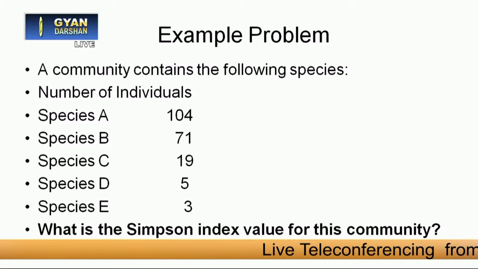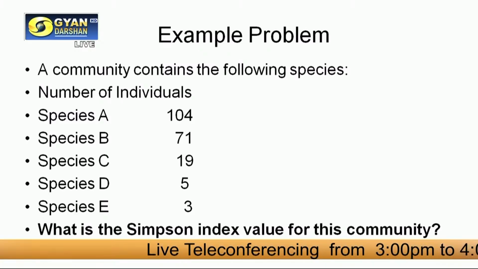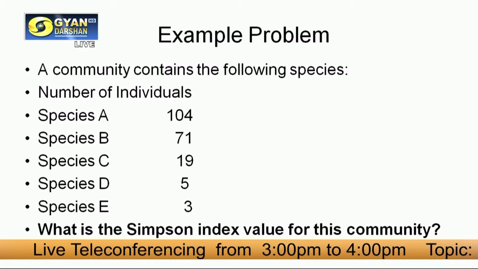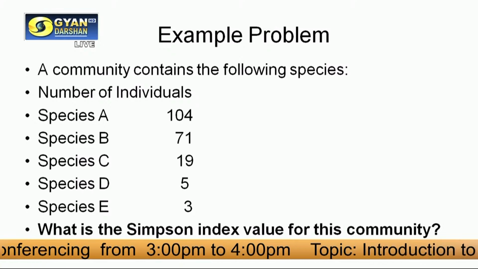Let's say you have a community where you have 5 species, A, B, C, D, E, and you calculate the number of individuals of each of these species.